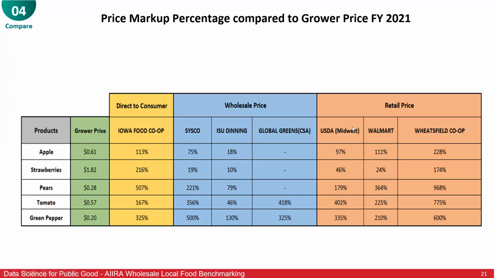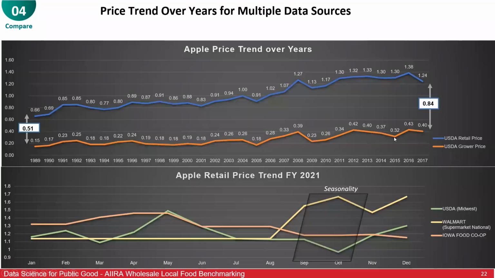One caveat here is that it's not good to make an overarching statement about the price markup when it comes to grocery stores, just because commodities vary so much in their prices and they fluctuate a lot. We can go on to the next slide.